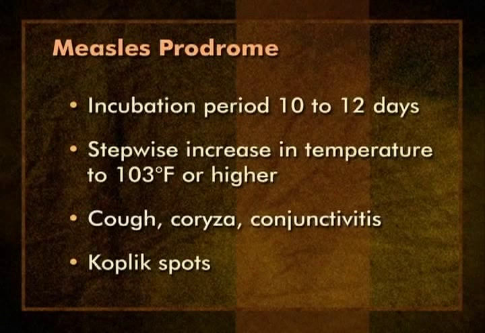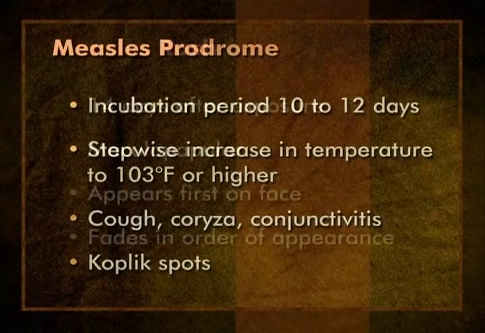An astute observer may see Koplik spots. That's a rash found on mucous membranes a day or two before the cutaneous rash. This prodrome usually lasts 2 to 4 days.